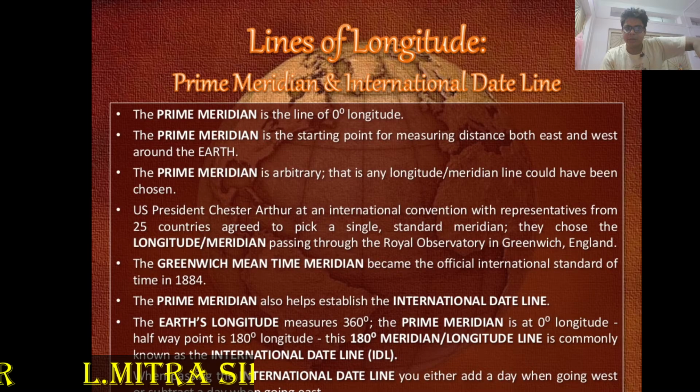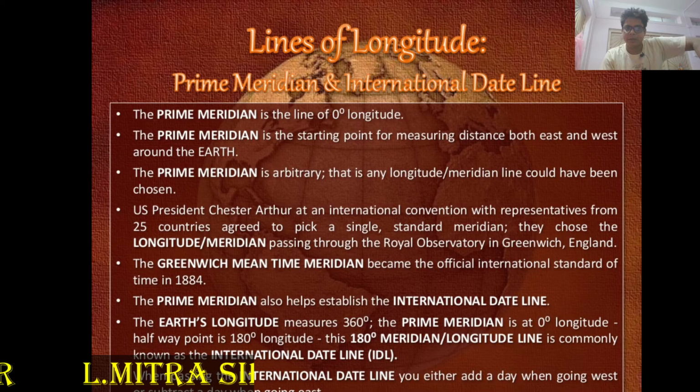US President Chester Arthur, at an international convention with representatives from 24 countries, agreed to pick a single standard meridian, and chose the longitude line passing through the Royal Observatory in Greenwich, England. Who decided this? US President Chester Arthur. Greenwich Mean Time meridian became the official international standard in 1884. So that is the story of the longitudes.